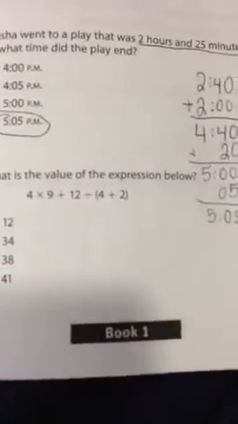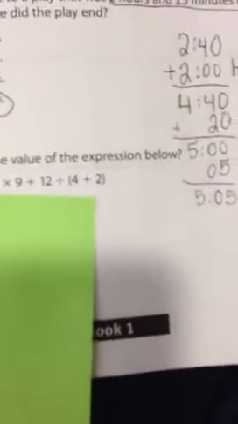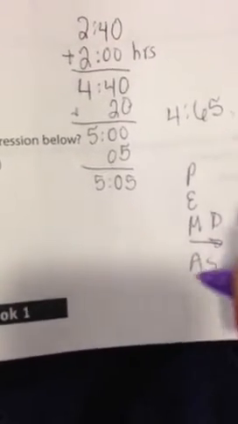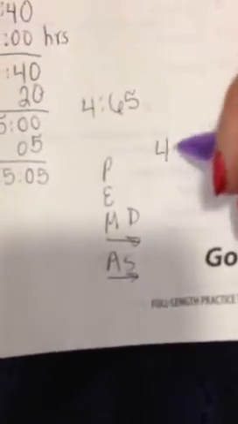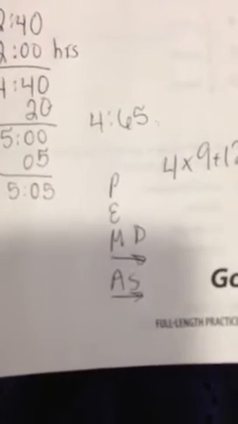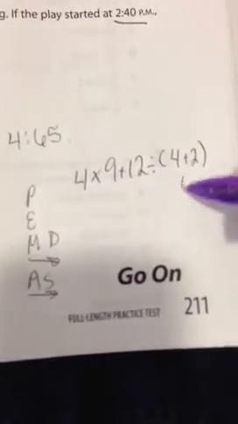Last problem, order of operations. So let's just cover up these choices real fast. And look through. And that means I'm going to write down automatically P, E, M, D from left to right, A, S from left to right. These are my steps. And I'm going to rewrite the problem just so you can see it. 4 times 9 plus 12 divided by 4 plus 2. So I'm going to do my parentheses first because that's first there. That's 6. I'm going to write everything else down.